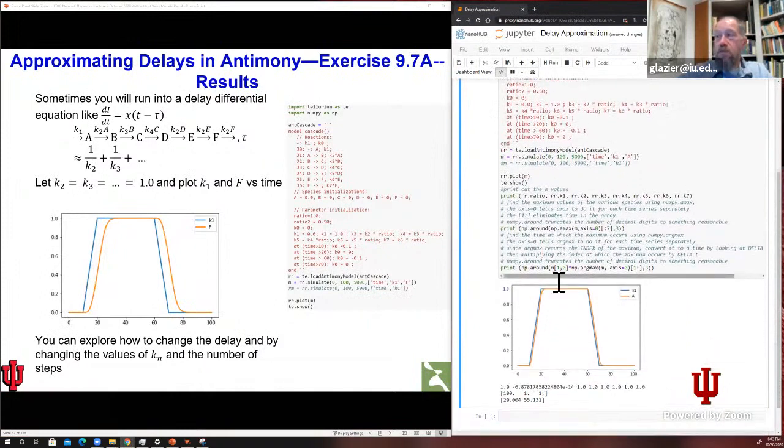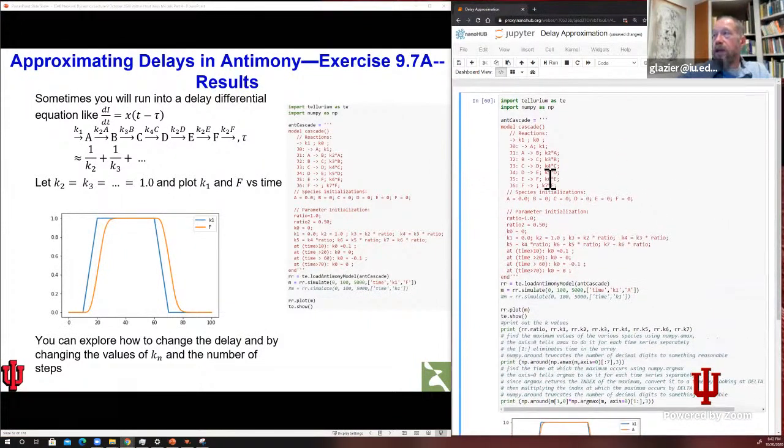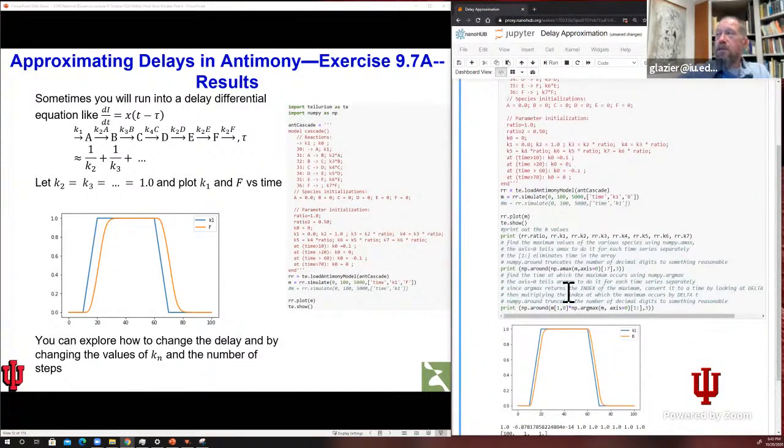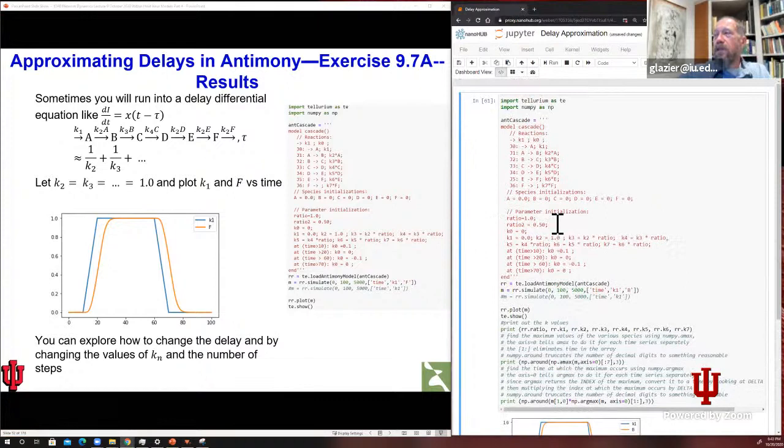And it still matches, but the delay is short. Now let me plot B instead of A, because A is sort of special. Doesn't look too bad. Now let's try to get the delay bigger by making K2 small. Let's make it 0.1, so I'm trying to make it 10 times bigger.